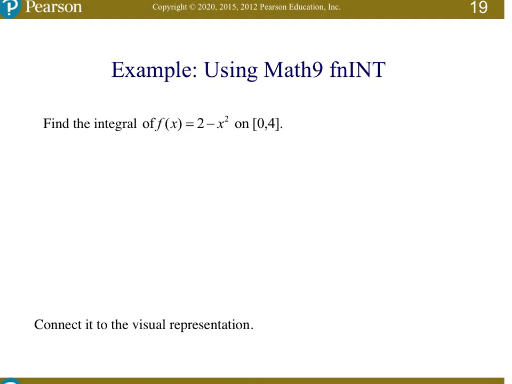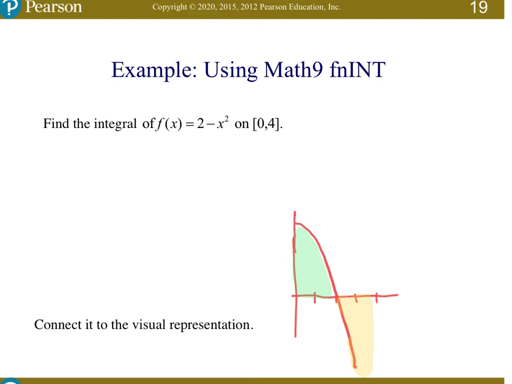Find the integral of 2 minus x squared from 0 to 4. All right, 2 minus x squared is a parabola that dips down beneath the x-axis. So we have part of our area that is above and part of our area that's below. And we're going to let the calculator take care of all of that. The positive area here and the negative area here. And depending on which area is more, if there's more positive area, our answer will be positive. If there's more negative area, our answer will be negative.